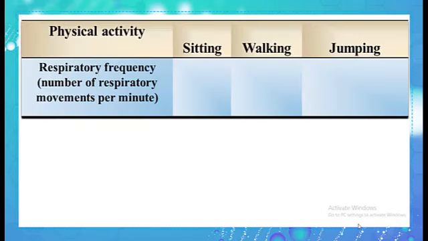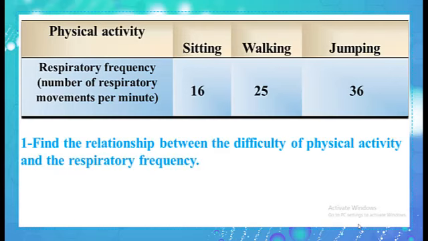So, as you see, the respiratory frequency while you are sitting as an average is equal to 16, while walking is equal to 25, and while jumping is equal to 36. Now, let's read number 1. Find the relationship between the difficulty of physical activity and the respiratory frequency.